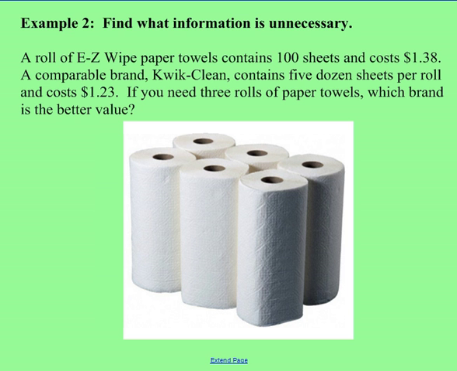But if you identified the part in the problem where it says you need 3 rolls of paper towels as unnecessary information, you're correct. Of course, the brand that ends up being the better value would be a better value for 1 roll of paper towels, or 2 rolls, or 3 rolls, or however many rolls you needed to buy. Knowing that you need 3 rolls of paper towels is unnecessary information.